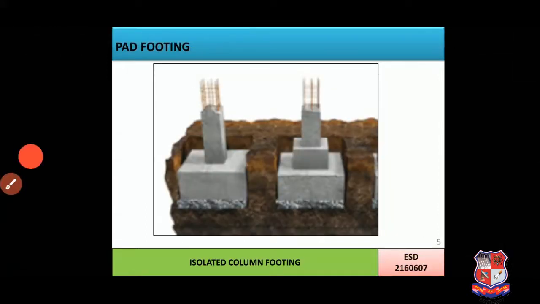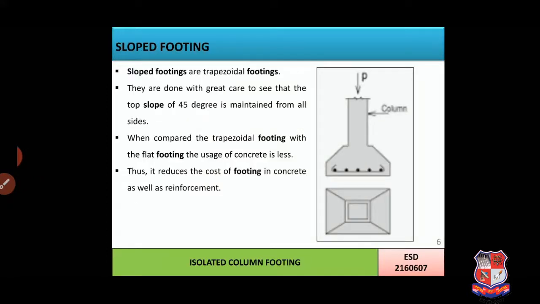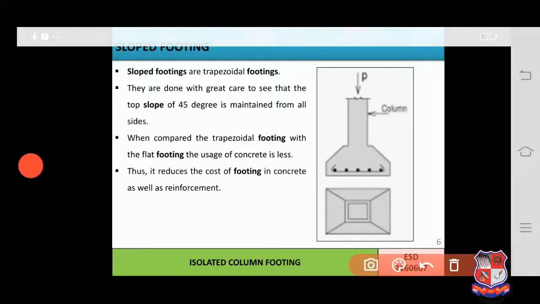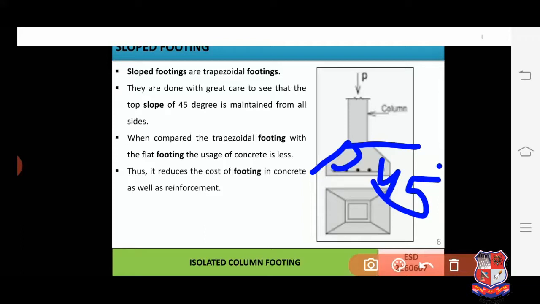Now we can see over here I have shown the figure of the pad footing. Now second, that is slope footing. Slope footings are trapezoidal footings. They are done with great care to see that the top slope of 45 degrees is maintained from all the sides. So over here we can see this slope, that is 45 degrees, that has to be maintained in case of the slope footing.